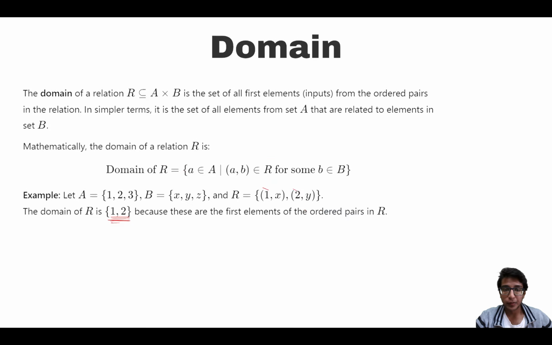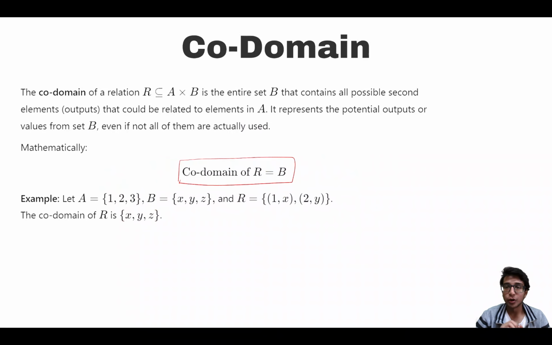However, for domain, it used to be only those values that have been taken in my relation. So domain of R is a belongs to set A, given that (a, b) belongs to relation for some b. That means only 1 and 2 can be taken in my domain. Do not confuse yourself with these two. Domain represents the values that have been taken from set A. Codomain represents all values of set B.